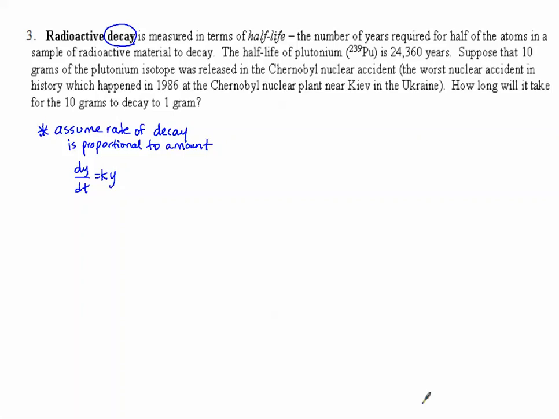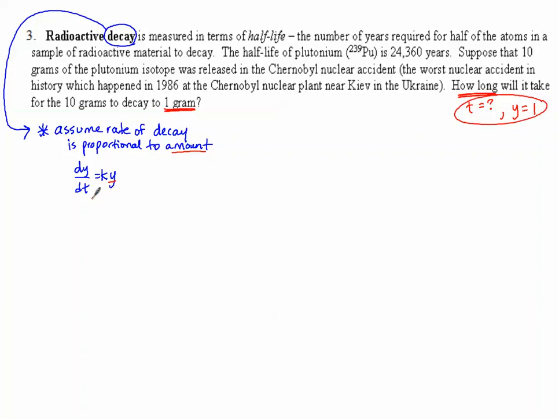So again, unless otherwise specified, if it's some type of growth or decay, we can assume that differential equation, the rate of decay or growth, is proportional to the amount that we're measuring. Now, ultimately, I'd like to know what I need to find. How long, so that's a question for what time is, will it take for the 10 grams to decay to 1 gram? So if y is the amount, then I want to know what's the t when the y equals 1. That's my goal right there.